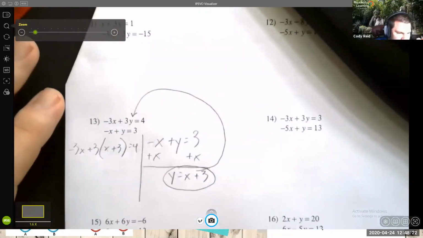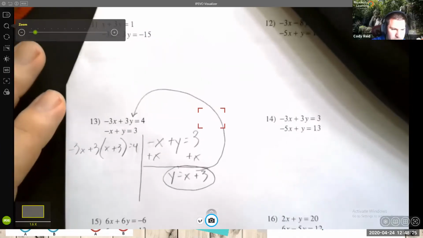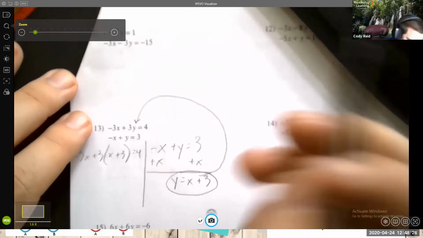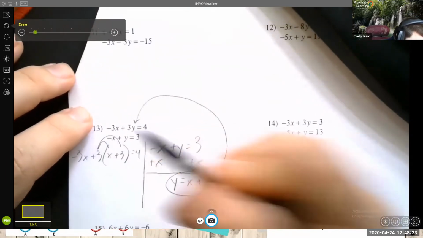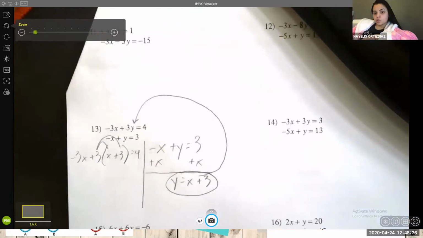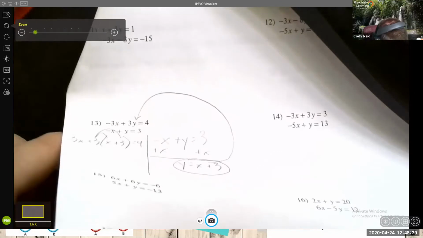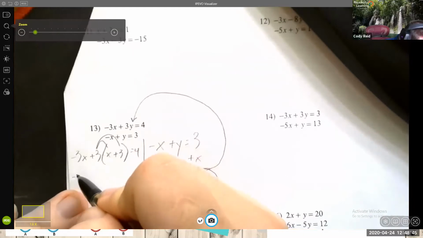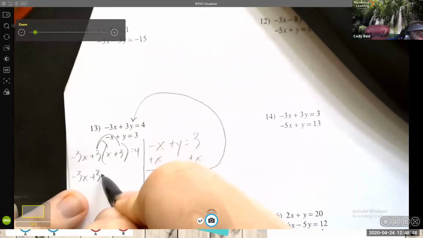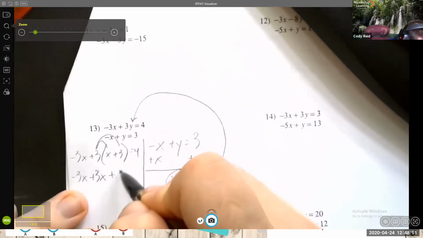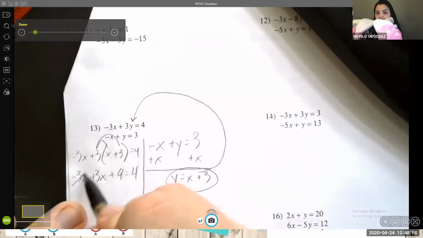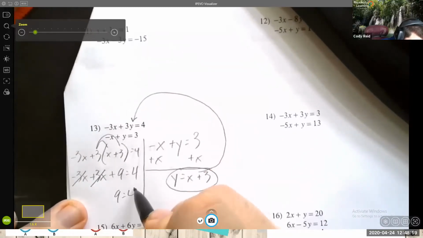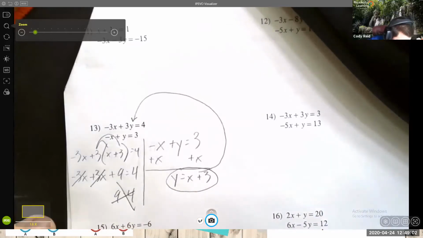Now only if my document camera will stay focused. So that's what we'll do: take this 3 and distribute it to everything inside. All right, so negative 3x plus 3x plus 9 equals 4. And miraculously, it's a no solution. So that was a bad example.